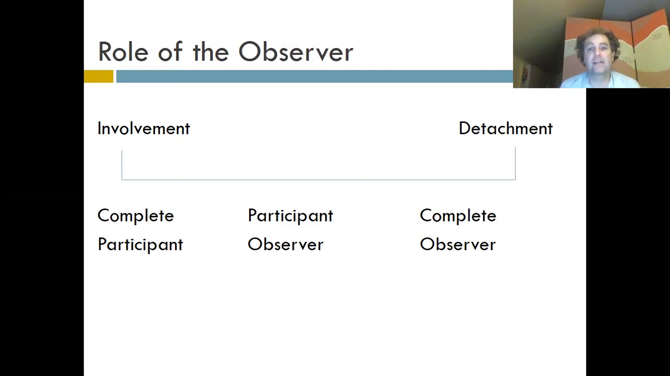And we can think of this as along a scale from involvement to detachment, from being more involved in the group to being more detached from the group. So on one end, you have one that's really involved, a complete participant. Then midway through, you have a participant observer, that terminology again. And then at the more detached end of the scale, you have the complete observer. So let's talk about these one by one.